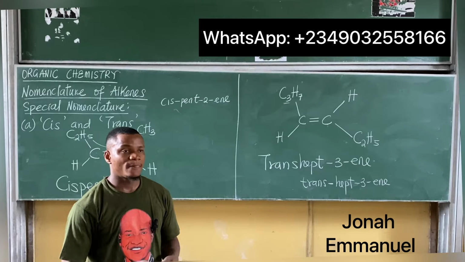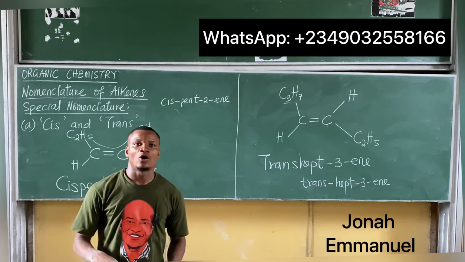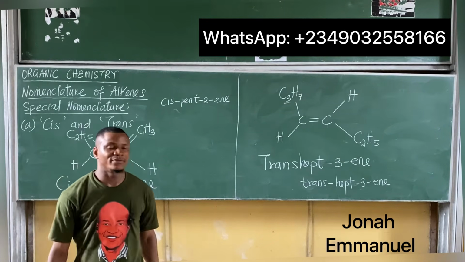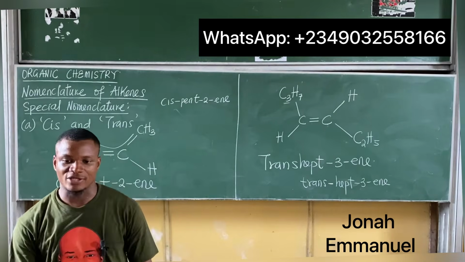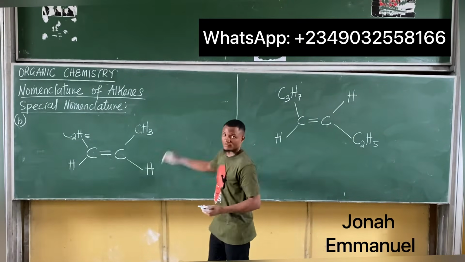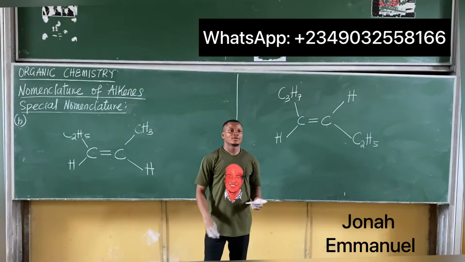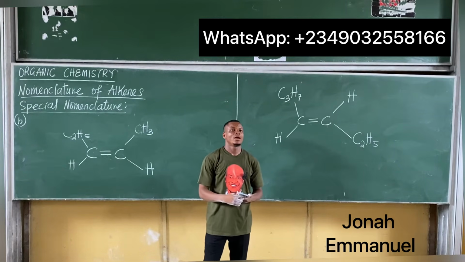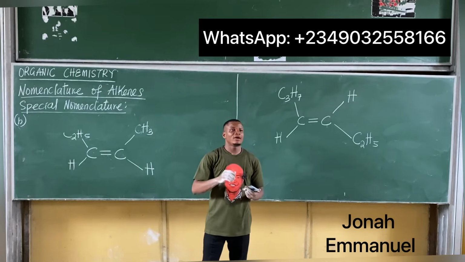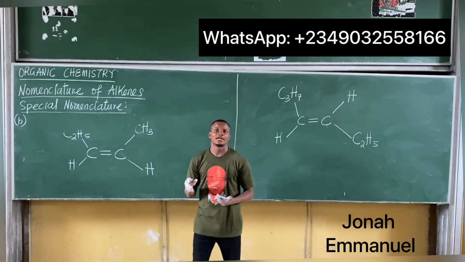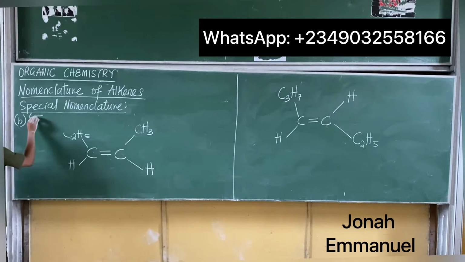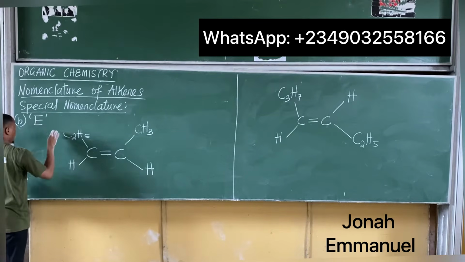That's all. Let's look at the next special case, the E and Z nomenclature of alkenes. We'll keep the same examples and use them as a reference for our next special nomenclature, called the E and Z nomenclature.